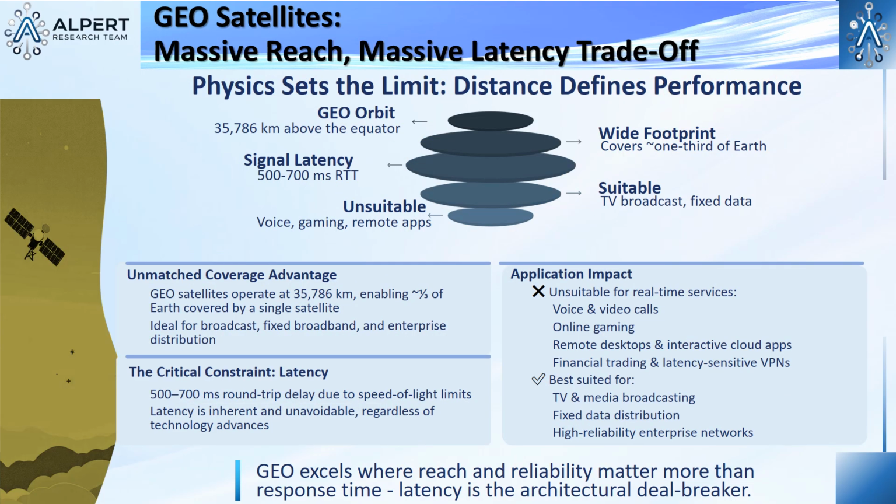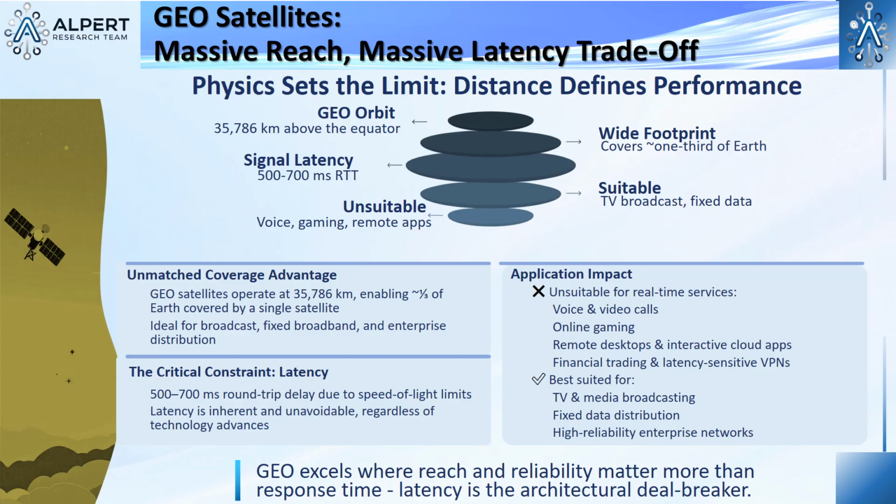The drawback, however, is the significant distance. It imposes a fundamental speed of light penalty. The sheer distance results in very high latency, a round-trip delay typically ranging from 500 to 700 milliseconds. That makes GEO inherently unsuitable for real-time interactive applications. Why does a delay of half a second matter so much?